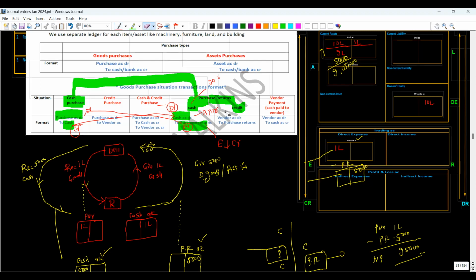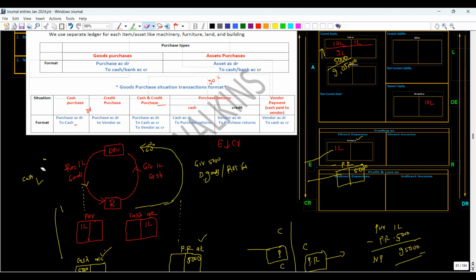Next, moving to the credit purchase return. Credit purchase return is the opposite of credit purchases.